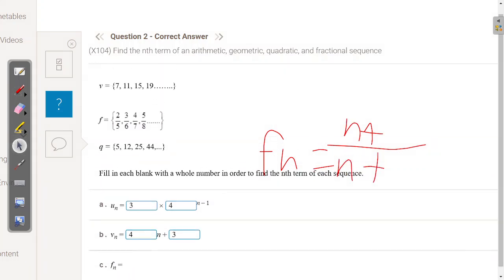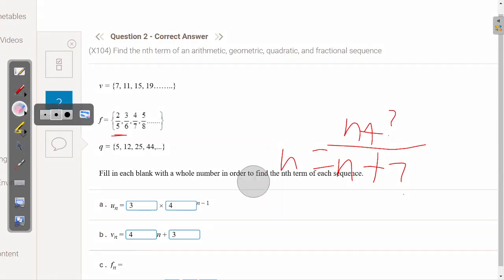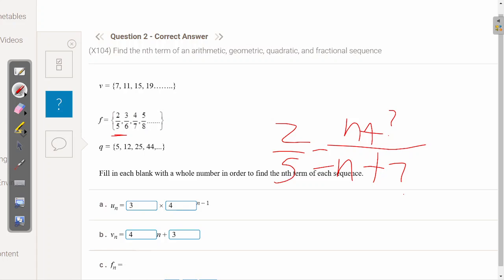To know what these numbers are, let's take the first term. So let's say this is equal to 2 over 5. Then n will be 1 because this is the first term, right? So 2 over 5 is equal to 1 plus something over 1 plus something.